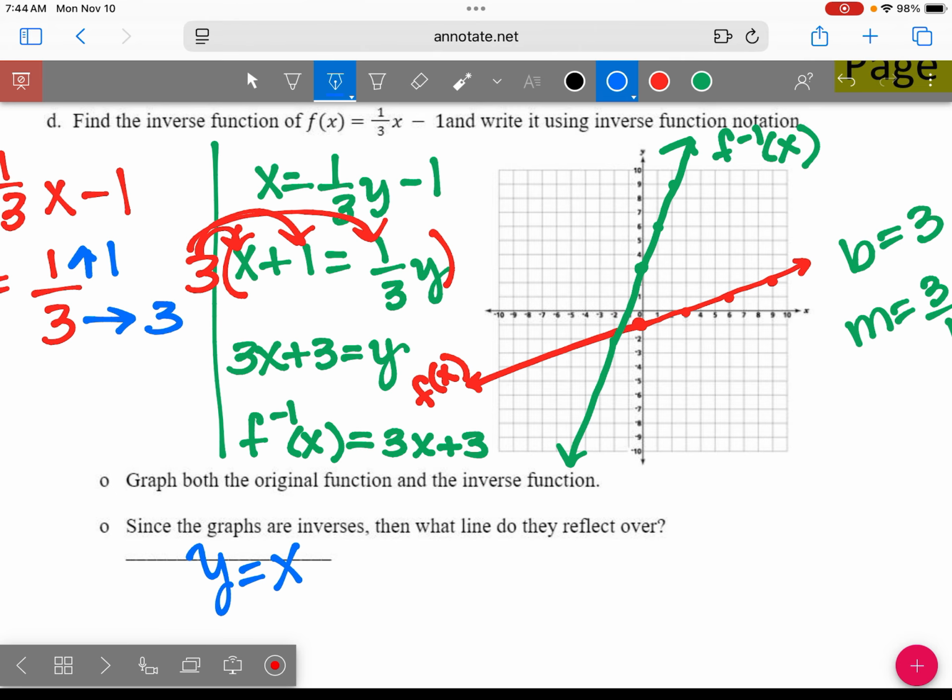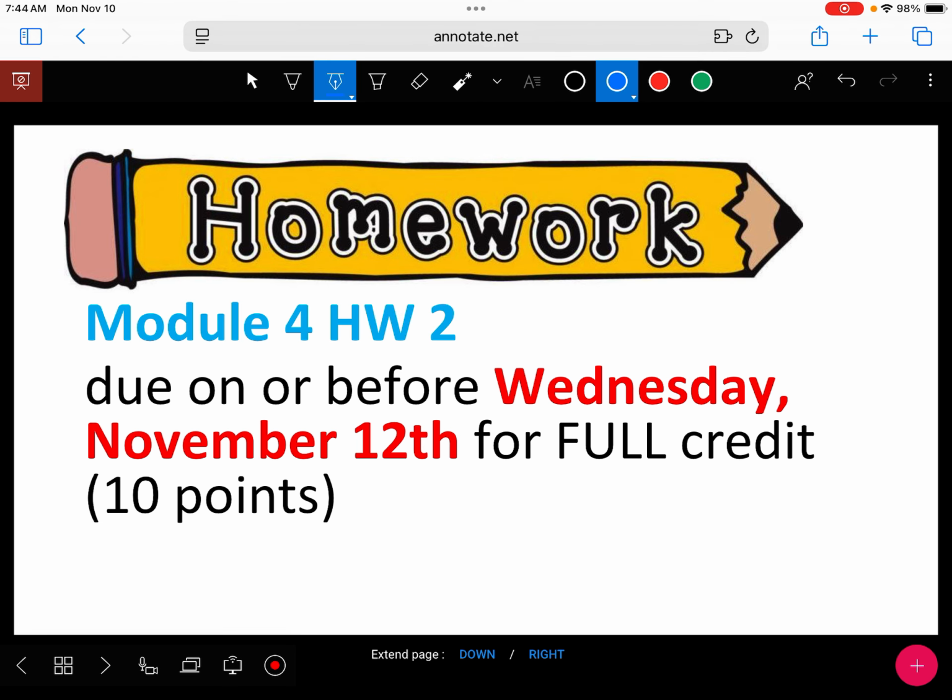All right, y'all, let's take out our homework 2. We should have the front side finished. Homework 2 is due on Wednesday.